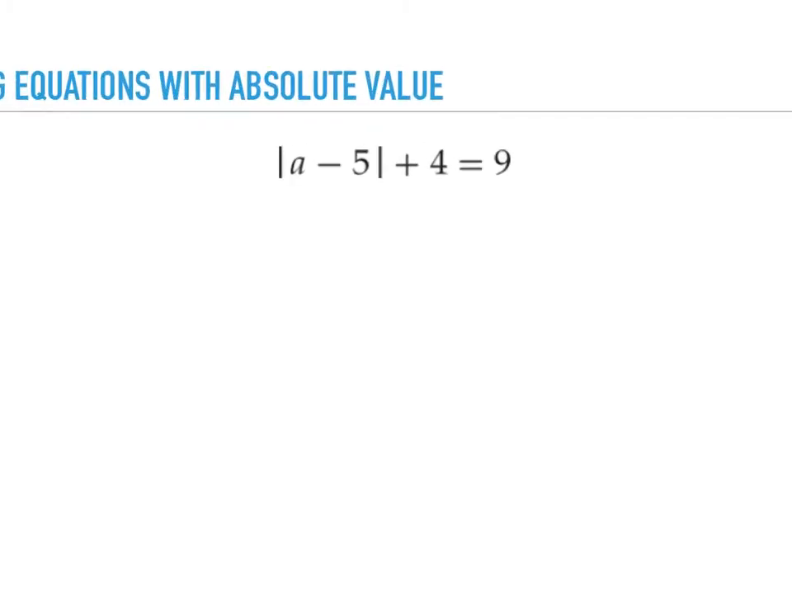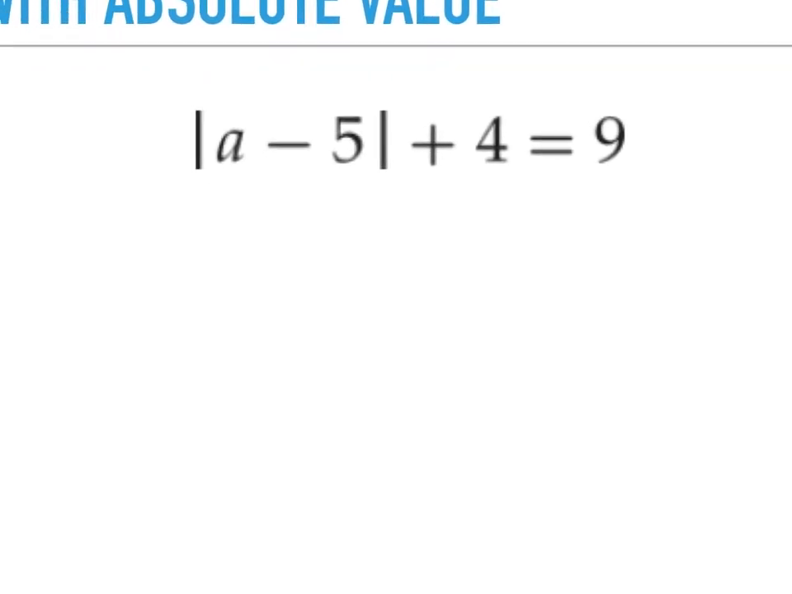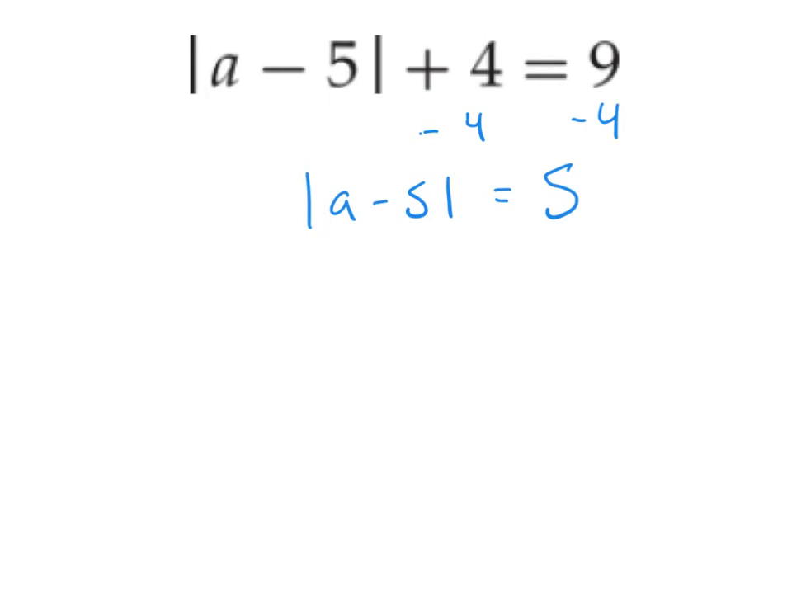All right, let's take a look at this. What do we need to do first? Subtract 4. Perfect. So we got our absolute value all by itself, and now we can get rid of it. What do we need to do to drop our absolute value? Split it. So we have a minus 5 is equal to positive 5, and a minus 5 is equal to negative 5.